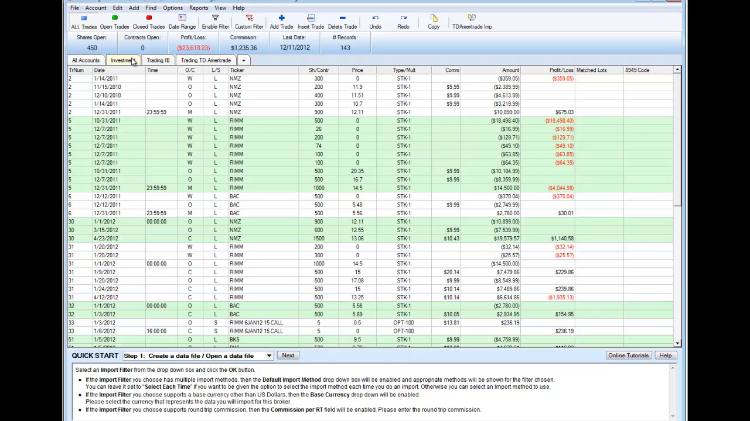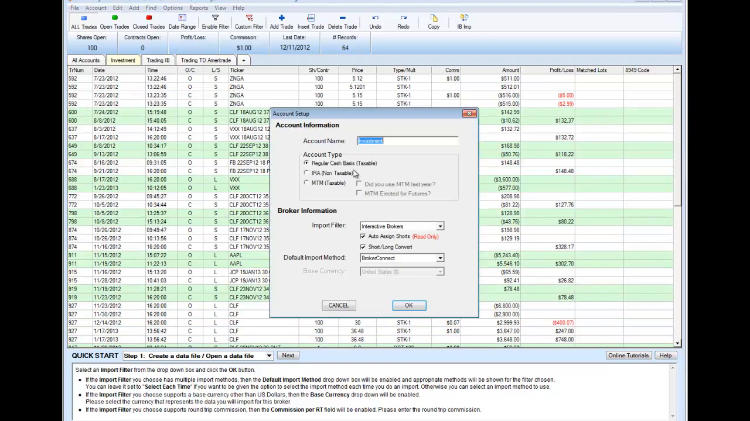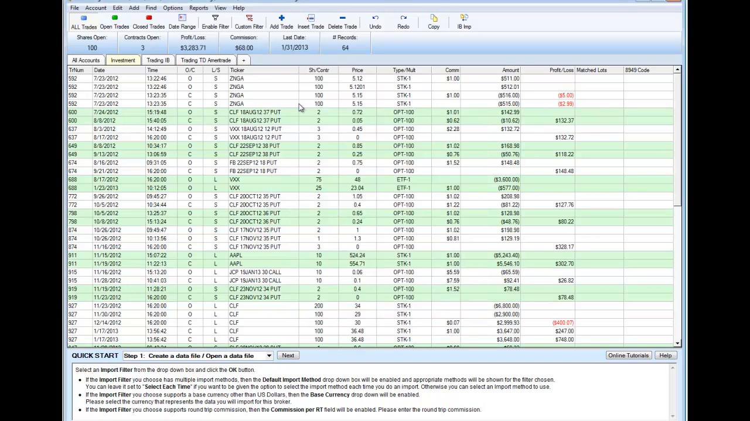Two of these accounts are actually mark-to-market. One of these accounts is cash basis. So this particular trader has their account set up in that way. So TradeLog is able to maintain all of this in one data file. So this makes it a lot easier to maintain your trade history.